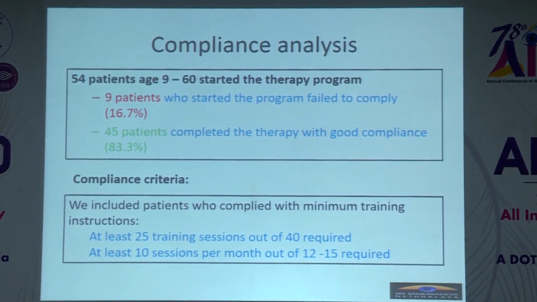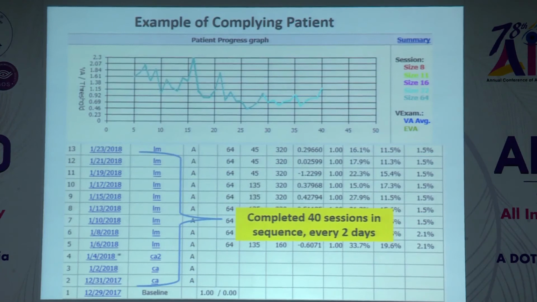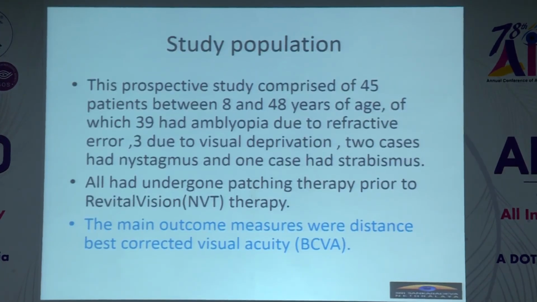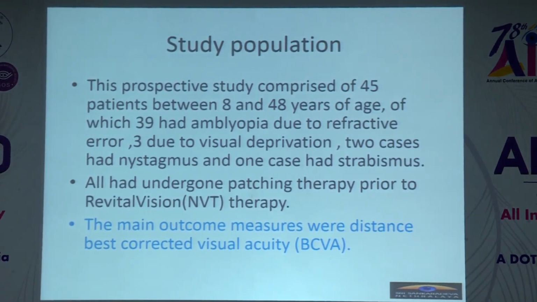Nine patients had to drop off because of compliance, and we included patients who complied with minimum training, that is at least 25 training sessions out of the 40 required, at least 10 sessions per month out of the 12 to 15 required. So this is an example of a complying patient, and this is a non-complying patient who dropped out of the therapy. This prospective study comprised 45 patients aged between 8 to 48 years, of which 39 had amblyopia due to refractive error, 3 had visual deprivation, 2 had nystagmus, and 1 had strabismus. All had undergone patching prior to Revital Vision therapy.